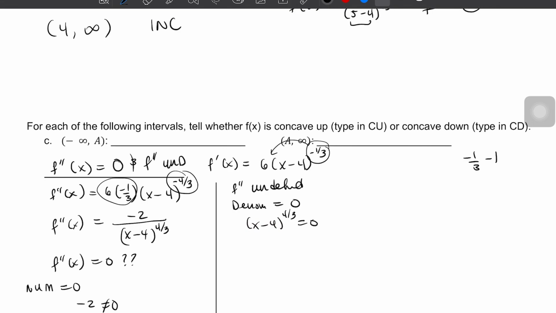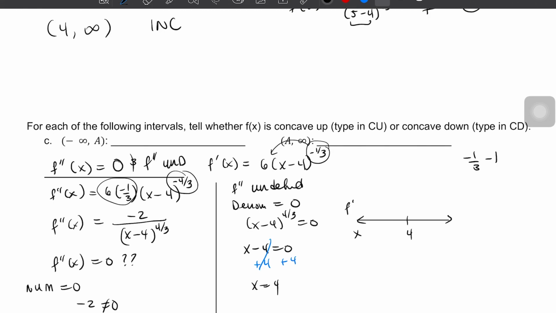Or you can just raise this to the power of 3/4, and that will give us x minus 4 equals 0. So anyways, we can add 4, and we end up getting x equals 4. We're going to use that as a number line to help us break the number line. So let's try that here.